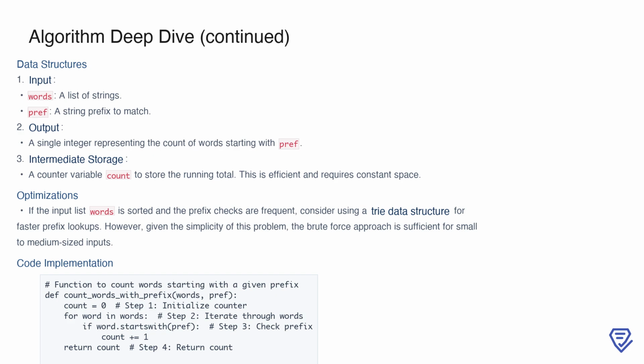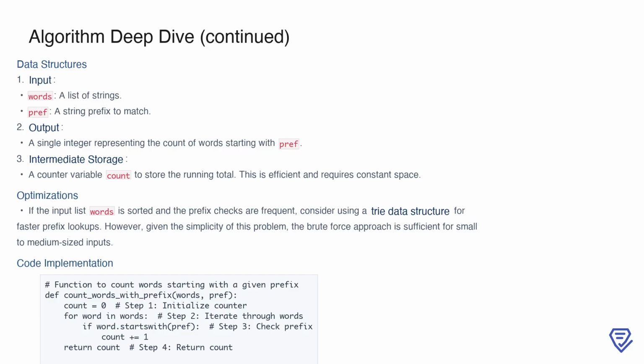While the brute force approach is sufficient for small to medium-sized inputs, we can consider optimizations for larger datasets or frequent prefix checks. For instance, if the input list is sorted or if prefix lookups are performed repeatedly, using a tree data structure could significantly speed up the process. However, for this problem's scope, the brute force approach is both efficient and effective.